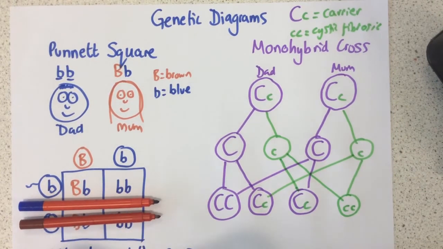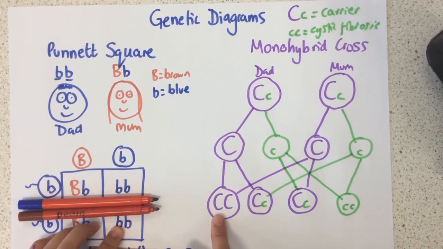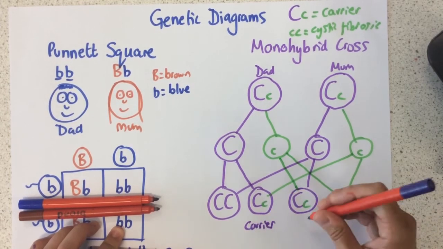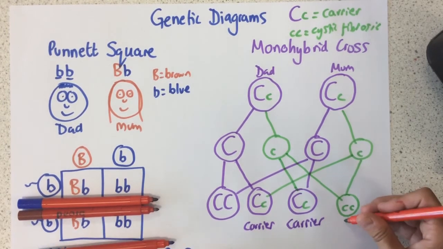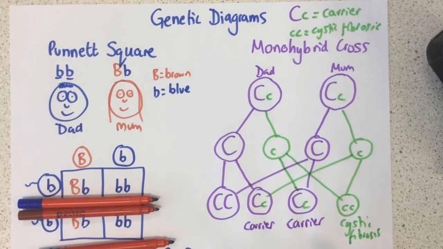So let's just quickly think about the offspring here. This first person doesn't have cystic fibrosis at all. These two here are carriers, which means they don't have it, but they could pass it on. And finally, the person on the end has cystic fibrosis.